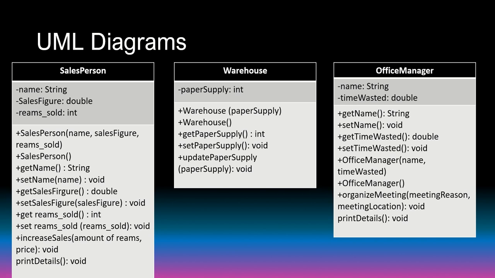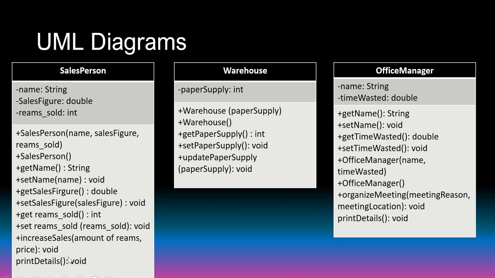So whenever we're creating a class, we typically are going to start by defining our attributes, defining our constructors, and then defining our get and set methods. So this UML diagram walks us through all of that. After that, you'll write any custom methods you want for that particular class. In this case, we want the salesperson to make sales, and we want to record their sales. So we're going to have a method called increase sales. We're going to supply the amount of reams sold and the price that they were charged in order to increase the sales. So within this method, we're going to be updating the sales figure and reams sold to reflect that a sale was made.